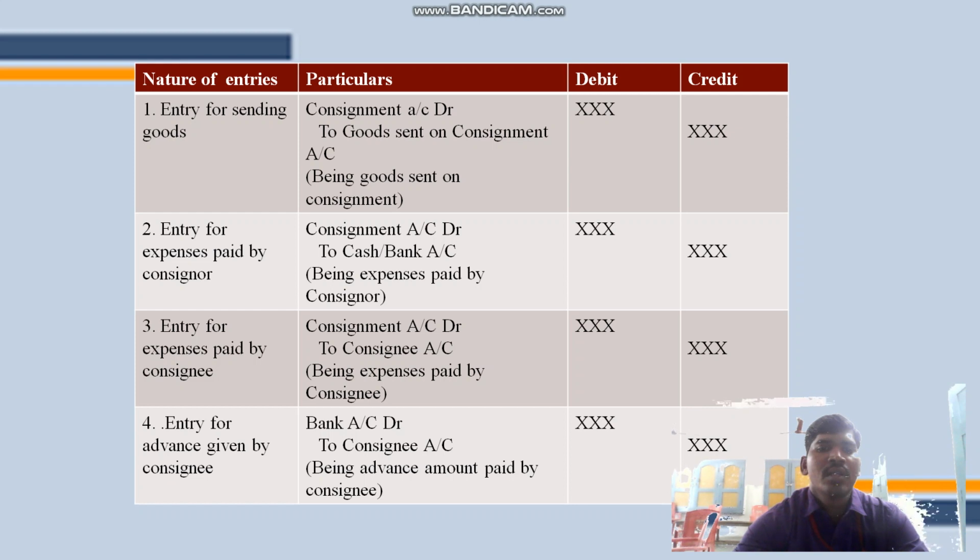And then the third transaction is the entry for expenses paid by the consignee. For this, the journal entry is Consignment Account debit to Consignee Account. Then the fourth entry is the entry for advance given by the consignee to the consignor. As the amount is received in the consignor's bank account, we are debiting the bank account. As it is being paid by the consignee, we are crediting the consignee account. So Bank Account debit to Consignee Account.